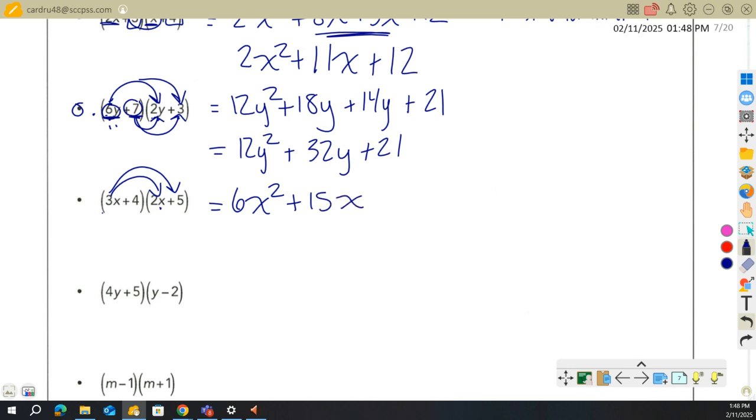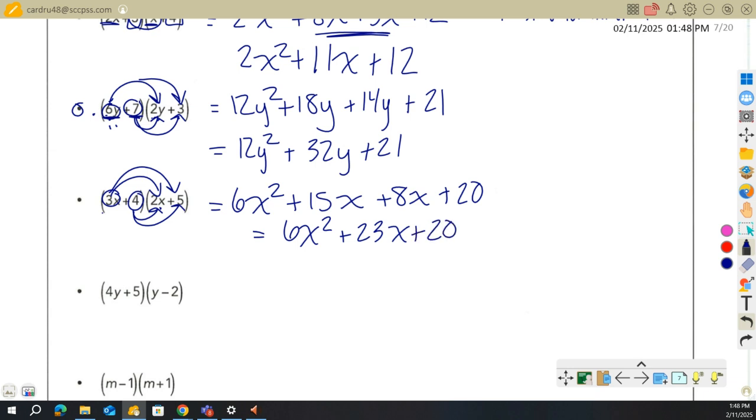And then, so that's 3x being distributed to both things. And then I'll have 4 being distributed to 2x. So that's plus 8x. And then 4 times 5, which is 20. So then combining like terms, I get 6x squared plus 23x plus 20. So go ahead and do those next two examples. And again, you can check your work with the key on Bright Space.